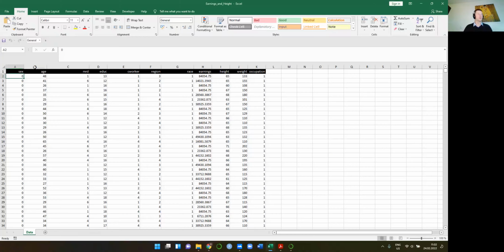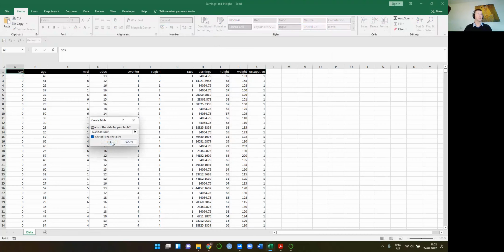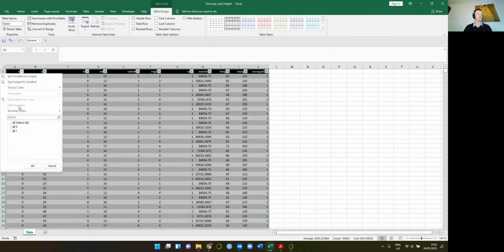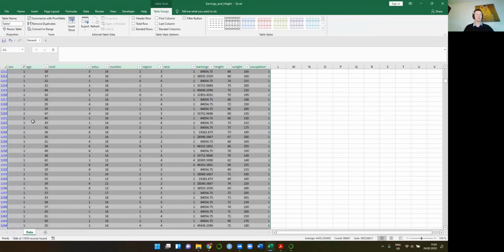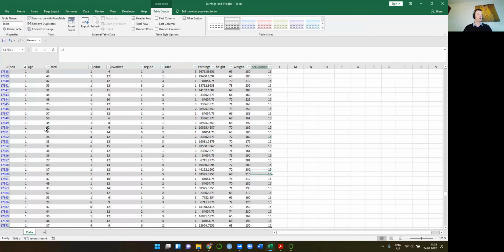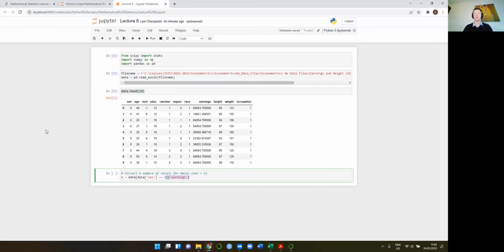For those who are familiar with Excel, you can do the same in Excel. You can make it a data table, and then apply this filter, tick 1, and you will see all the entries in this table where this variable equals 1. So it's also possible to do in Excel, but of course in Python it's a bit faster. So let's see what we have here.